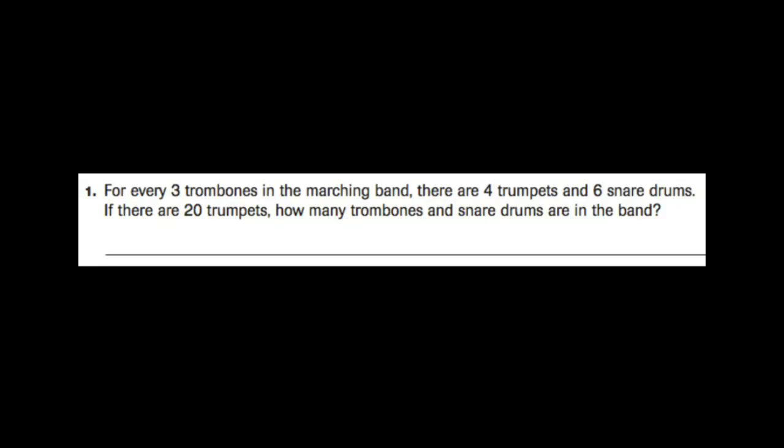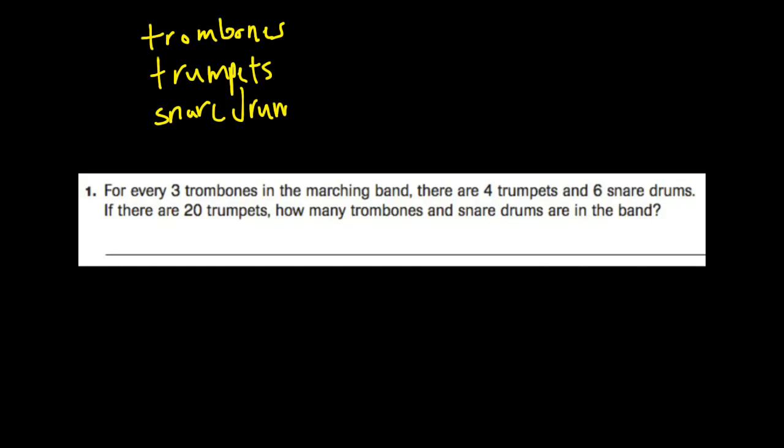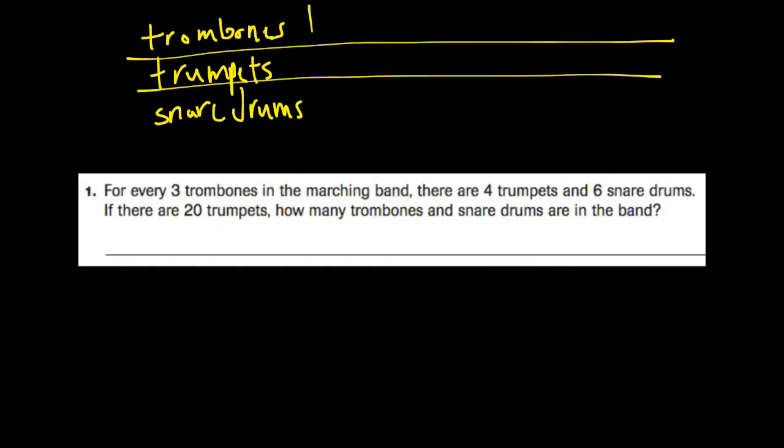First way, I'm going to go ahead and put trombones, trumpets, and snare drums in a 3-column table. And I'm going to just do equivalent ratios starting with 3 trombones, 4 trumpets, and 6 snare drums.